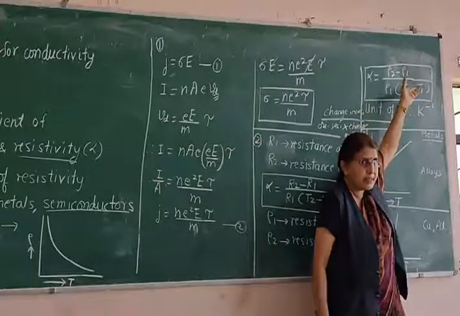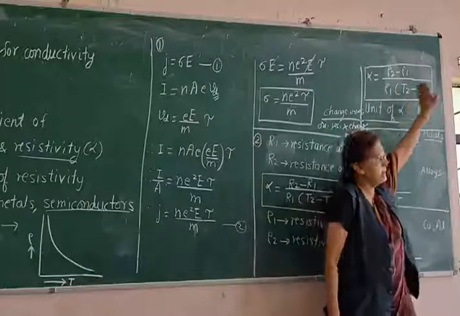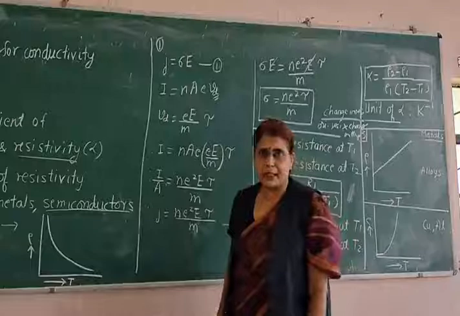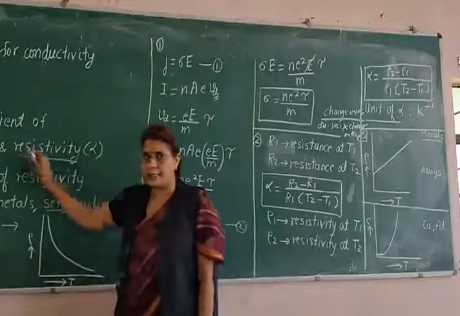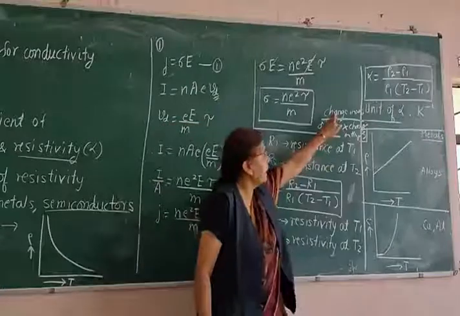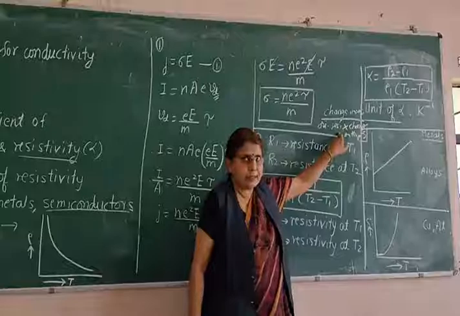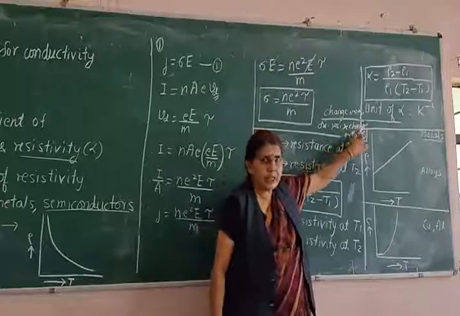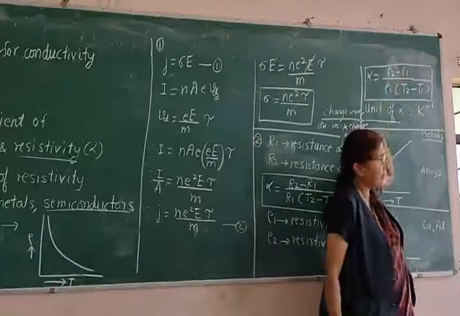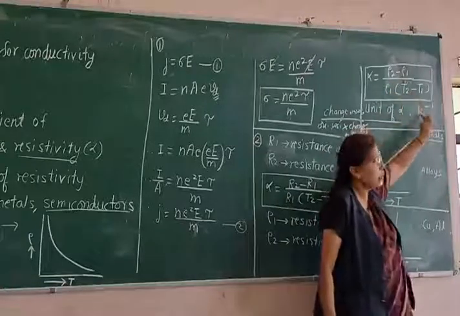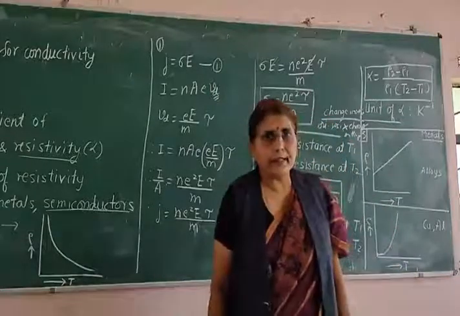that is change in resistivity, divided by rho 1, your original resistivity, into T2 minus T1, the change in temperature. So once again I will put it in words. The temperature coefficient of resistivity is defined as change in resistivity per unit original resistivity per unit change in temperature. And once again the unit is the same because rho and rho units get cancelled. You are left with 1 upon T.